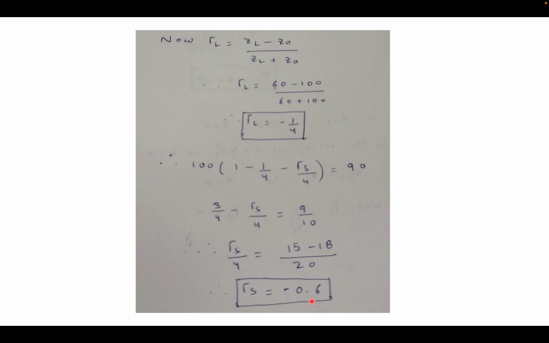Okay, so now you have much information. Now you know the starting voltage, the reflection coefficient at the load end, the reflection coefficient at the source end, and now you can move forward and solve as many parts as you want. So basically tau load is minus 1 by 4, which you can write as minus 0.25, and tau s is minus 0.6. Okay, so this was the second part of this problem.